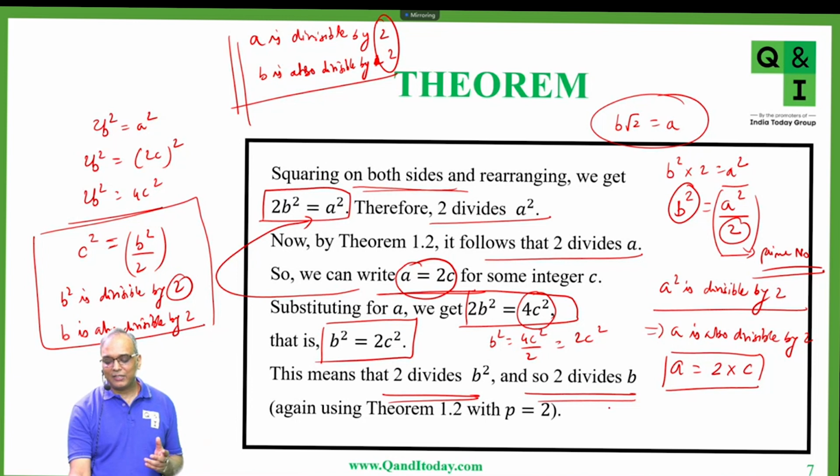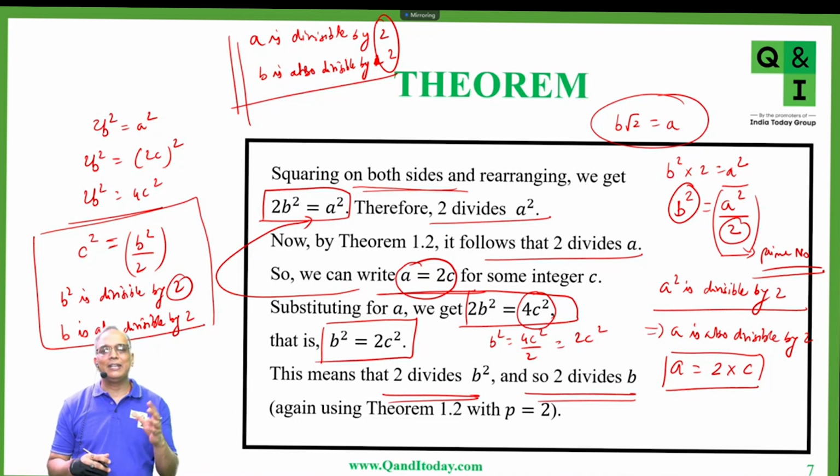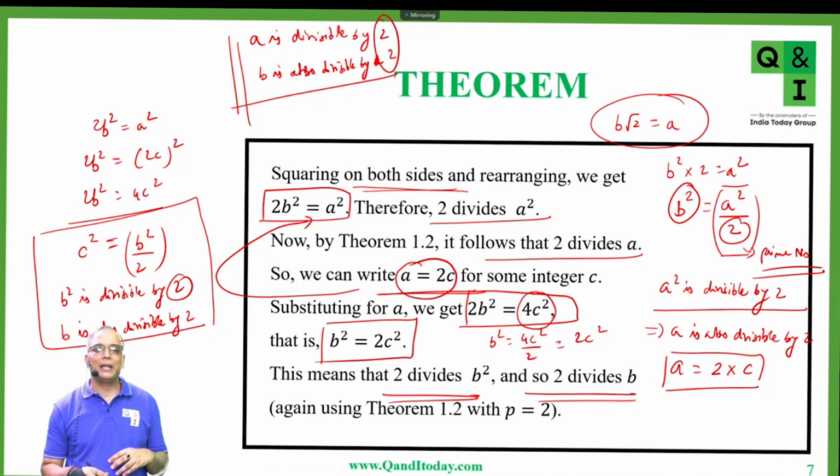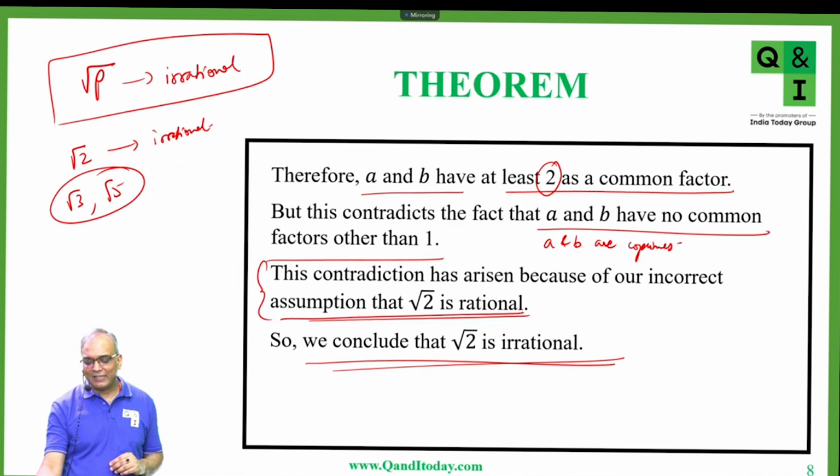So b is divisible by 2 and a was also divisible by 2. Now since 2 is a common factor between a and b, we can safely say that a and b are not co-primes because 2 is a common factor. From our assumption we had that a and b are co-primes, but eventually we are getting that there is a common factor between a and b, so it cannot be co-prime. Now this contradiction arises because of our wrong assumption that root 2 is rational. So that's why our assumption is wrong and we conclude that root 2 is irrational, which we have done in this third slide.